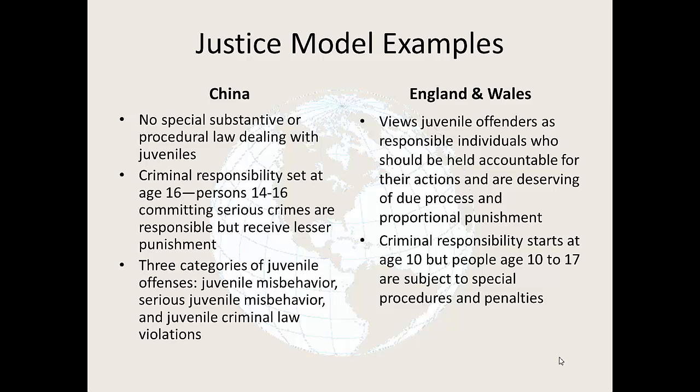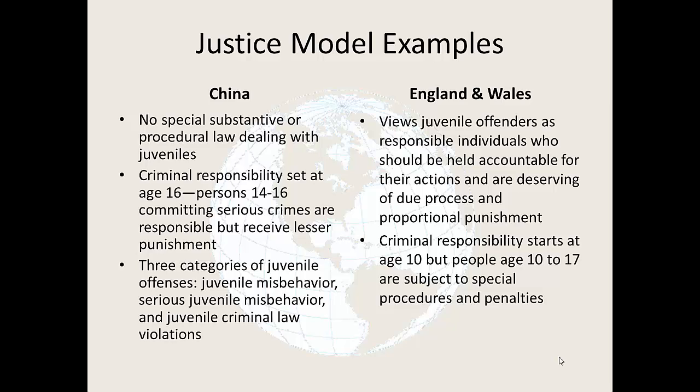but receive less penalty. The categories that China uses for juveniles are juvenile misbehavior, serious juvenile misbehavior, and juvenile criminal law violations, with that last one being the most serious. And so within these categories, different kinds of sanctions can be imposed. This gives you an idea then that in China, we're moving more toward the justice model because there are going to be more adult punishments. There is a greater interest in matching the crime to the punishment. There is less of an emphasis on rehabilitation, welfare, and so on.